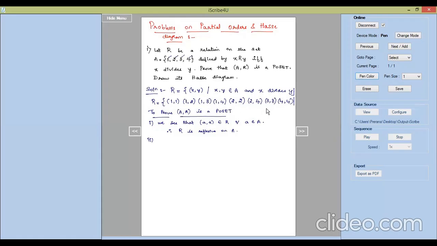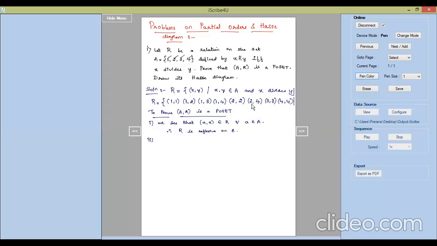Okay. So it says that if 1 comma 2 belongs to R and 1 is not equal to 2, then 2 comma 1 should not belong to R. Yes, we observe 2 comma 1 does not belong to the relation R. Similarly, 1 comma 3 belongs to R and we observe 3 comma 1 does not belong to R. 1, 4 belongs to R whereas 4 comma 1 does not belong to relation R.